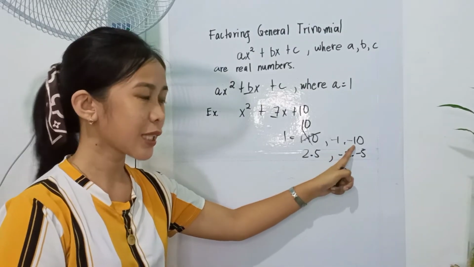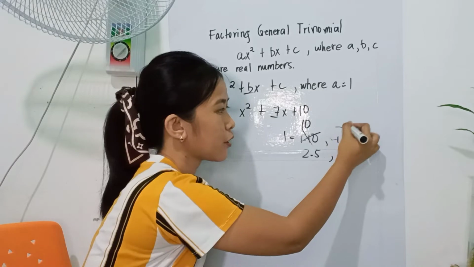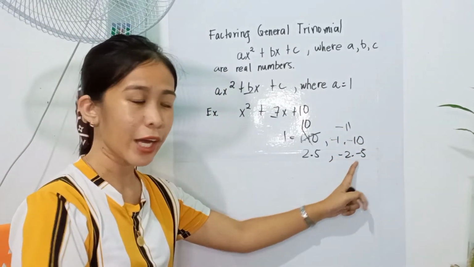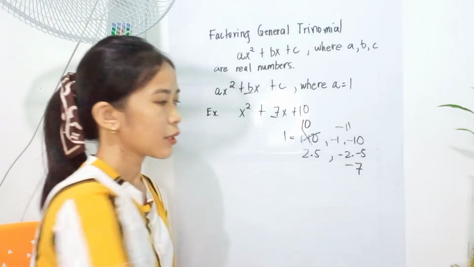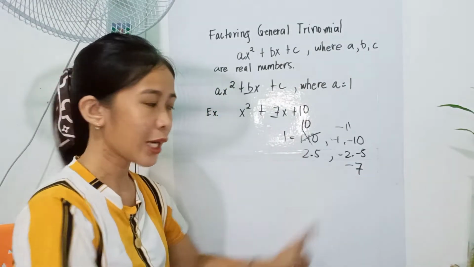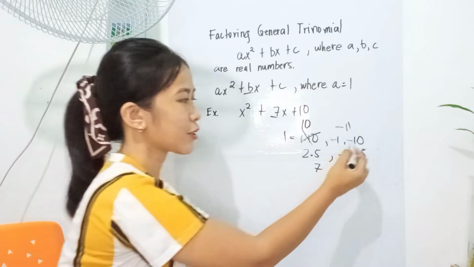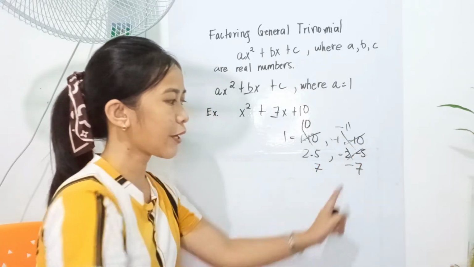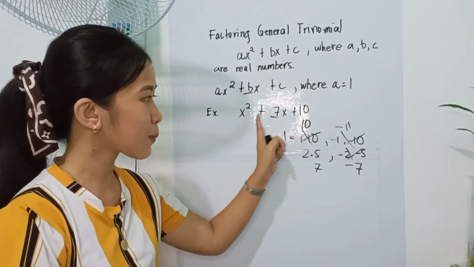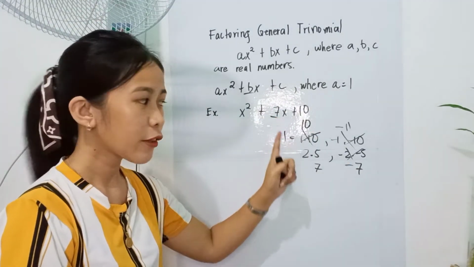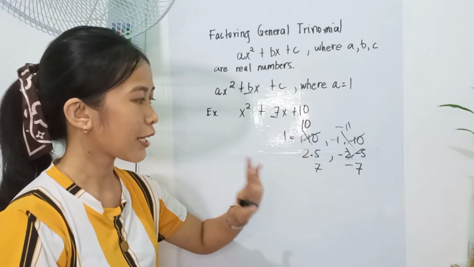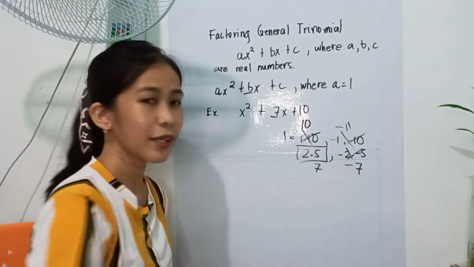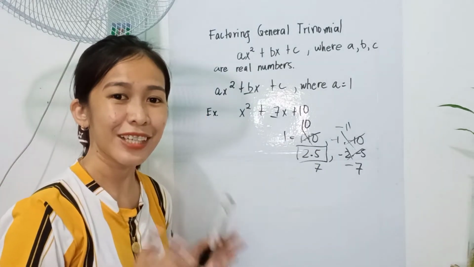Negative 1 plus negative 10, that is negative 11. Negative 2 plus negative 5, that is negative 7. 2 plus 5 is equal to 7. So, therefore, ito hindi siya, no? Kasi negative 11. Ito hindi din kasi negative 7. Ang hinahanap natin is positive 7. Therefore, the factor na kailangan natin for this trinomial is 2 and 5. Okay? Ganun lang siya kasimple.